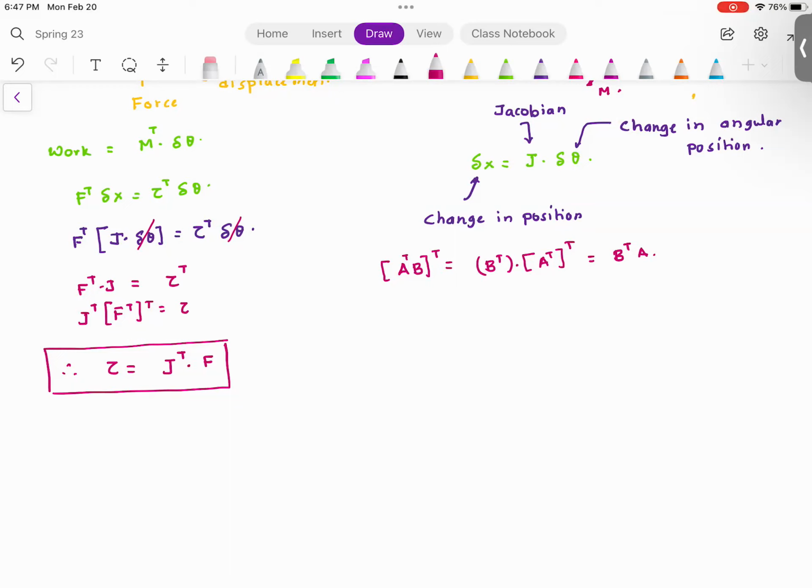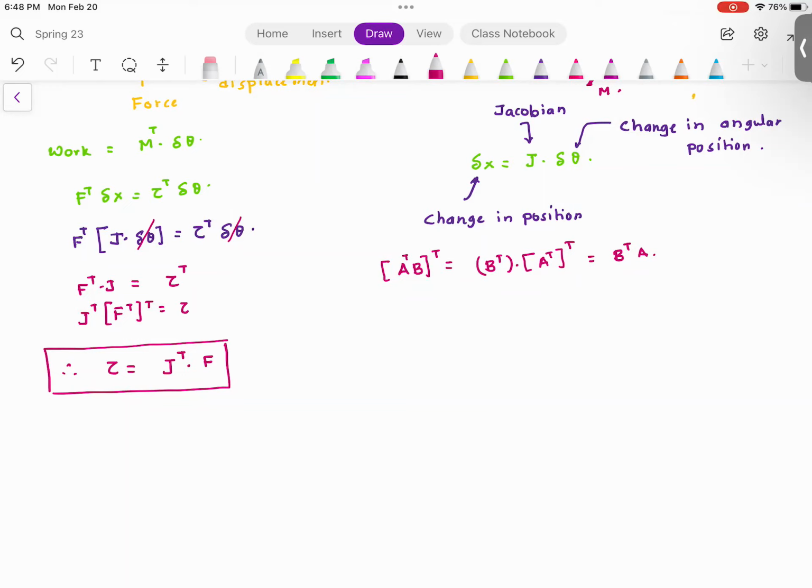Do you agree with me? Work done by torque is torque multiplied by angular displacement. So that is the equation that is used. Force multiplied by linear displacement is equal to torque or moment multiplied by the angular displacement. Linear displacement is the Jacobian multiplied by the angular displacement. So when you substitute that equation in here, finally you get tau, which is the torque, is equal to J transpose F.